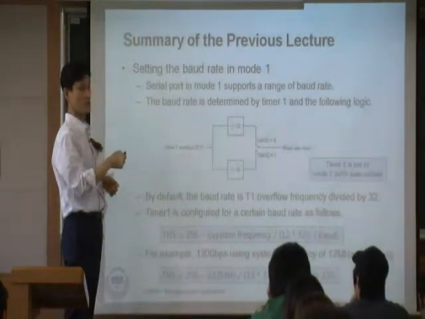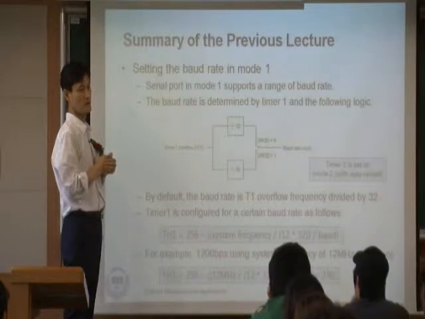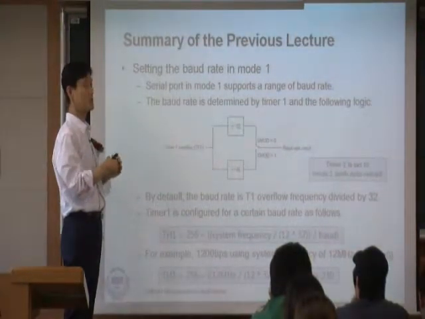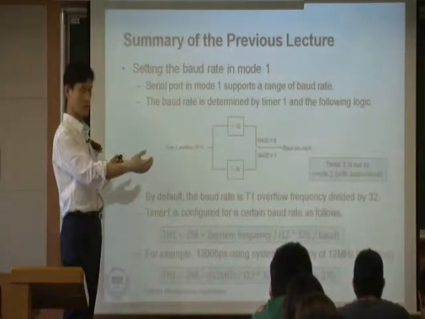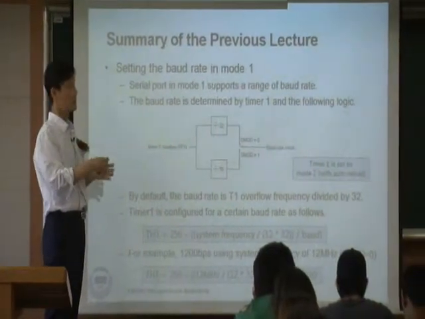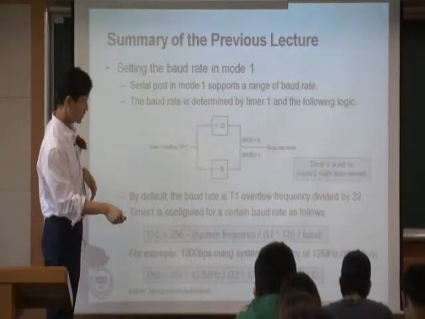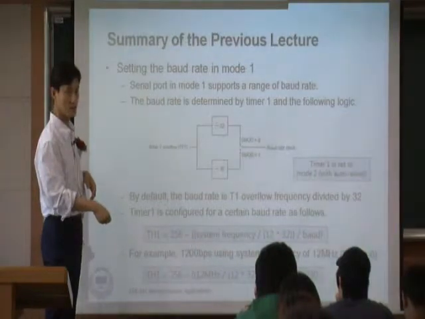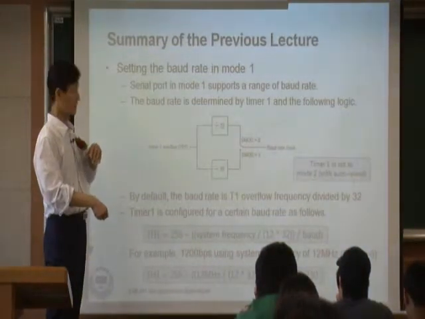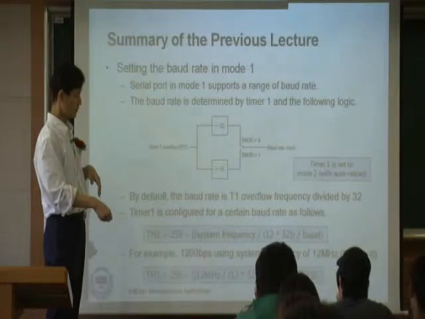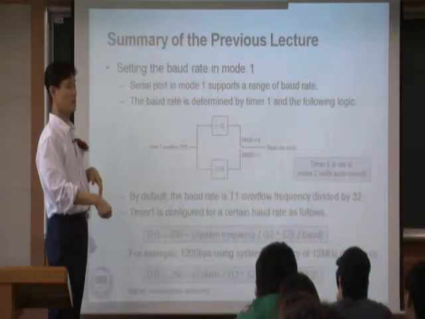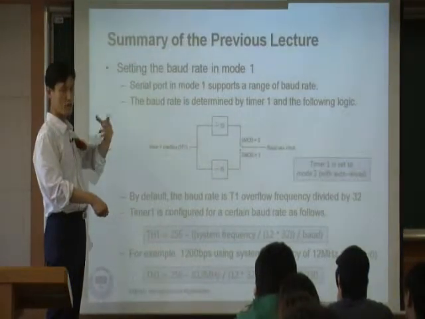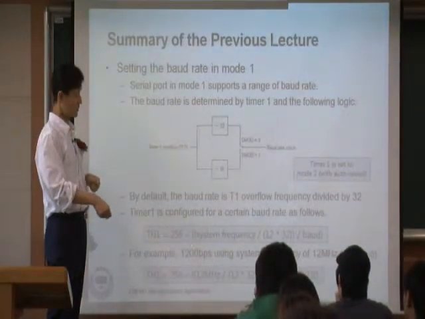Why do you need to set the baud rate? Baud rate basically means the speed, how many bits you're transmitting, like 1200 bps, for example. There are so many different values, 1200, 2400. There are so many different BPS, so you need to set the BPS. Why do you need that?